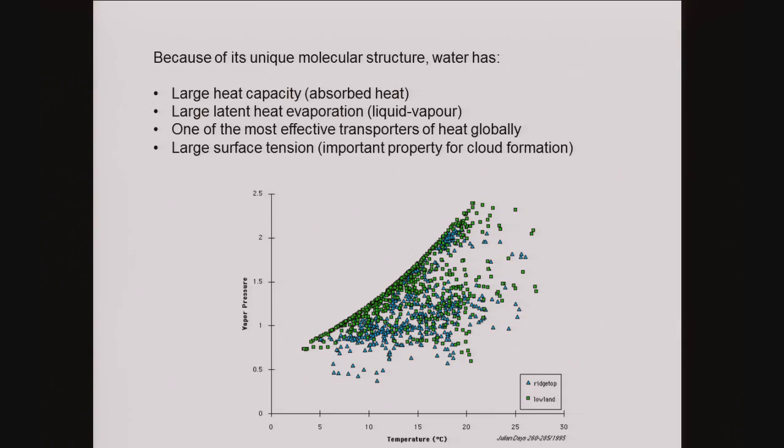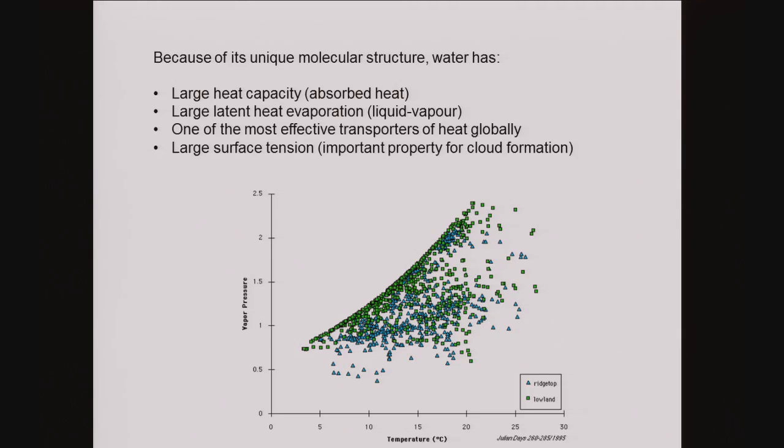So James has said water has a large heat capacity. We'll talk about that too. It has a large latent heat of evaporation. Do you know what this means? This is when water vapor condenses to form liquid water, heat's released. Why is heat released when we have this condensation? Where does the heat come from?